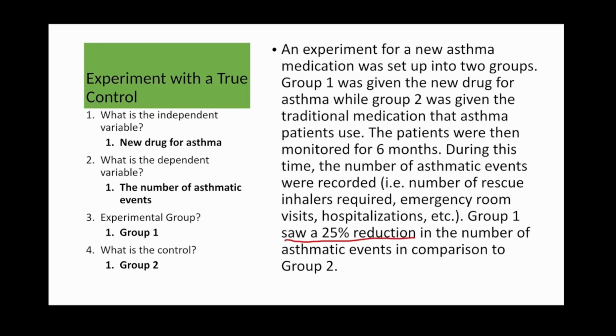What is the experimental group? The experimental group is the group given the independent variable, the group given the new drug. And the control group would be Group 2 because they were given the original drug.